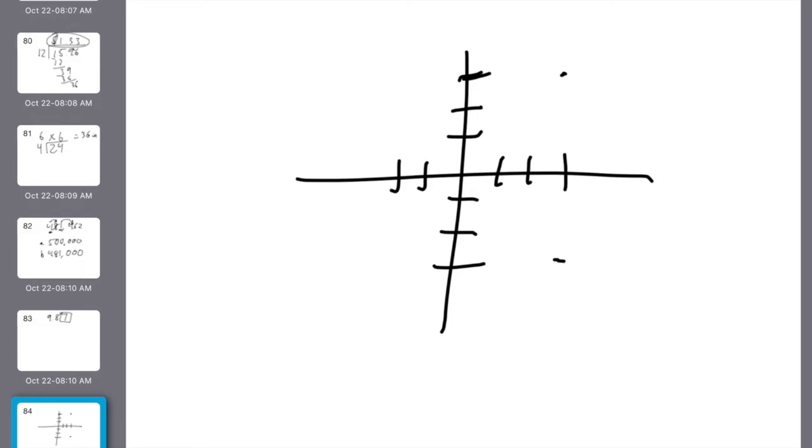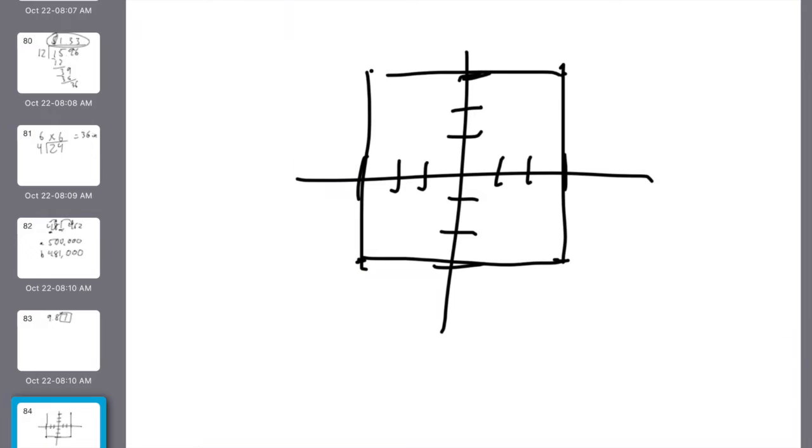Next one is over 3, but this time down 3. Next one is left 3 and down 3. Last one is left 3 and up 3. So I just sketched my square. Now use your drawing to answer questions B and C.